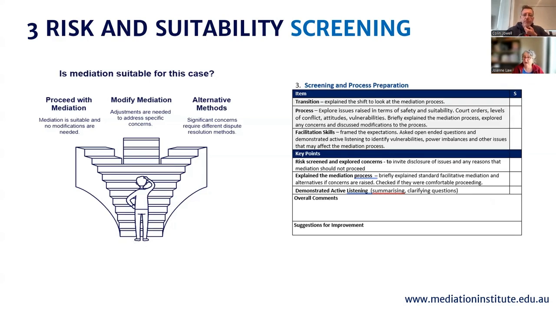Maybe we're going to use a shuttle process. Maybe we're going to either invite or require support people, depending on the context. Maybe they need lawyers there. There's all sorts of reasons. Or we may think that this isn't appropriate. You need a different process. So that's what that risk and suitability screening is. Does anyone have any questions about that? No, it's all pretty straightforward.